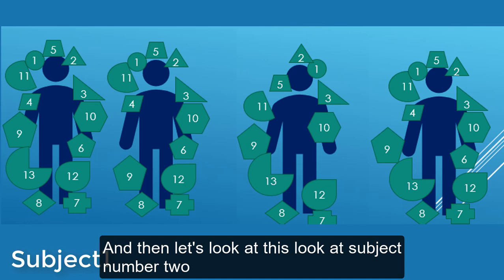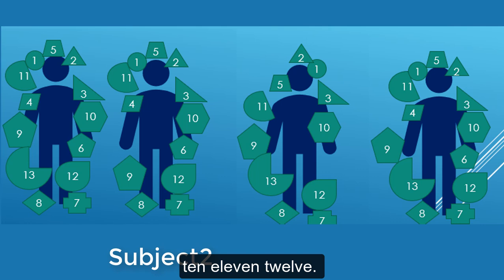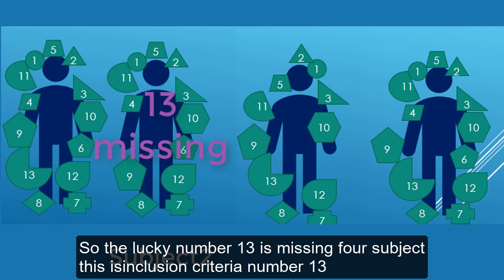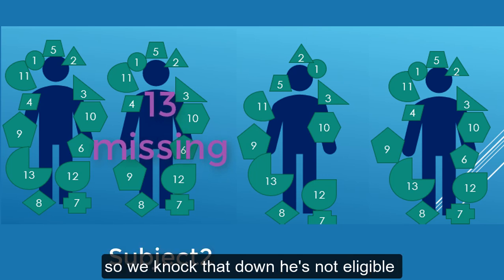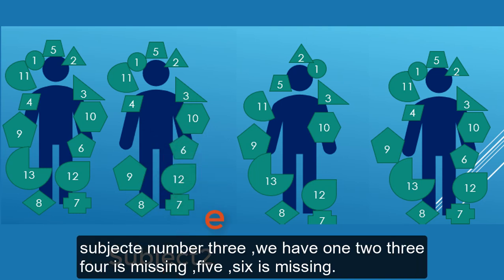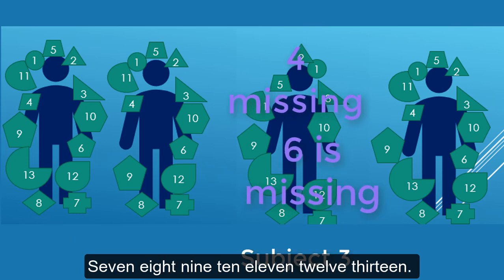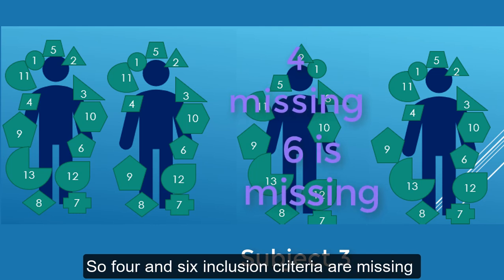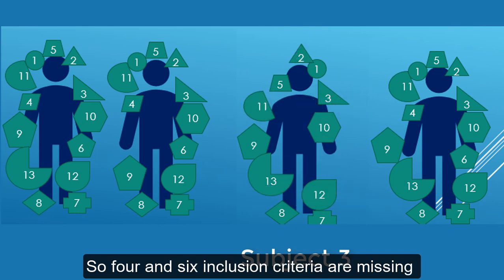And then let's look at subject number 2. Subject number 2 has circle 1, triangle 2, 3, then 4, 5, 6, 7, 8, 9, 10, 11, 12. So the lucky number 13 is missing for subject 2. That's inclusion criteria number 13. So we note that down. He's not eligible. Then subject number 3, we have 1, 2, 3, 4 is missing, 5, 6 is missing, 7, 8, 9, 10, 11, 12, 13. So 4 and 6 inclusion criteria are missing for subject number 3.